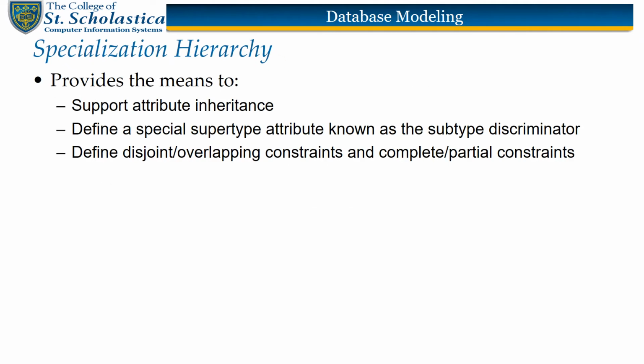Specialization hierarchies enable the data model to capture additional semantic content or meaning into the ERD. A specialization hierarchy provides the means to support attribute inheritance, define a special supertype attribute known as the subtype discriminator, and define the disjoint/overlapping constraints and complete/partial constraints. The following sections cover such characteristics and constraints in more detail.